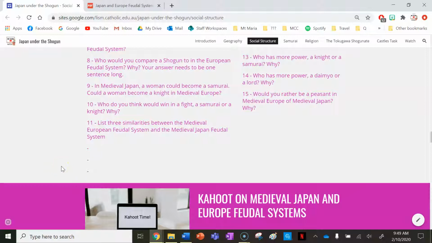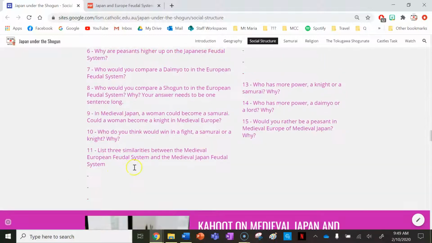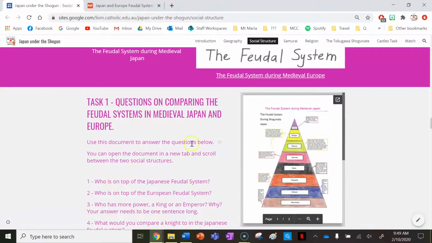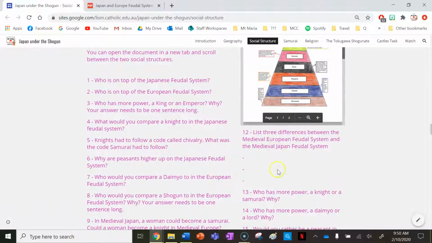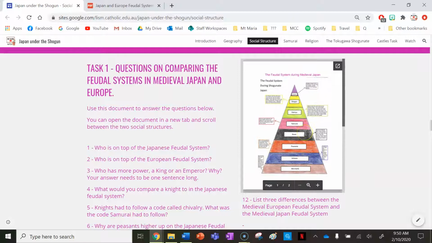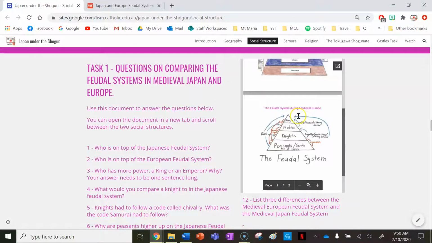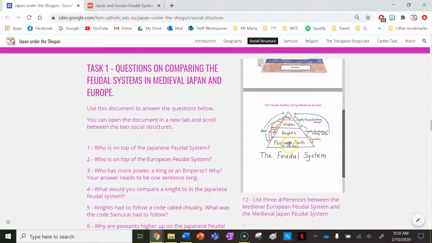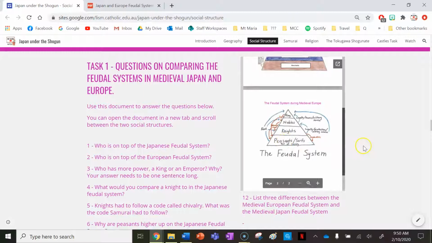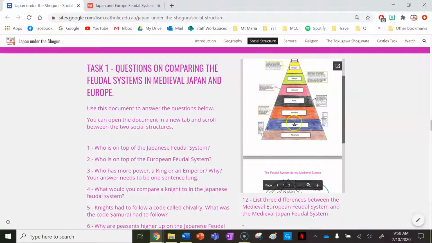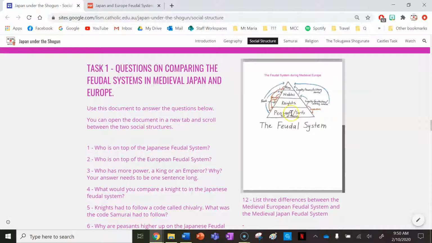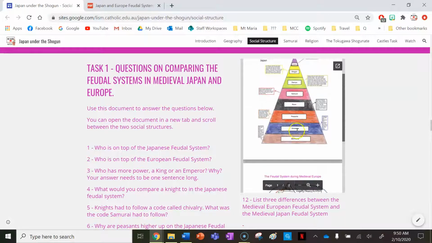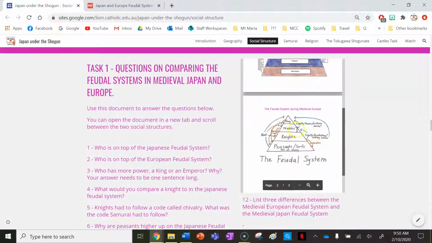Number 11 lists 3 similarities between the medieval European feudal system and the medieval Japanese feudal system. I'll leave that one for you guys to do in your books, just comparing what's similar. And then number 12, what's different? So 3 differences between these two systems. You could say, for instance, peasants aren't on the bottom of the Japanese feudal system compared to the feudal system in Europe, where peasants were on the bottom. You could also say that the Japanese one has more levels because peasants in the European feudal system were technically also merchants and craftsmen as well.